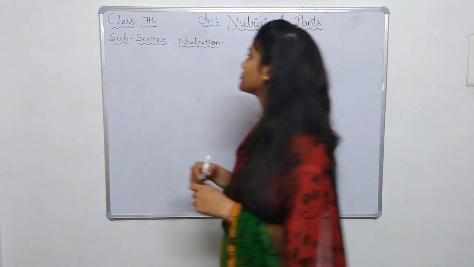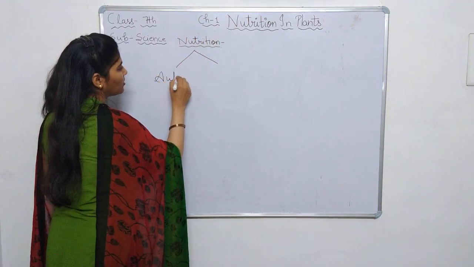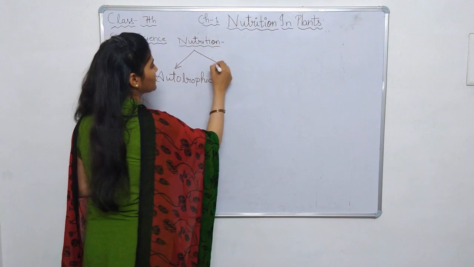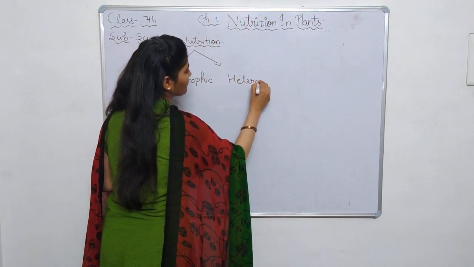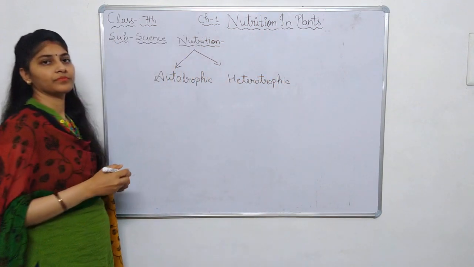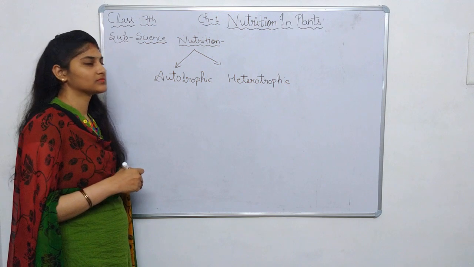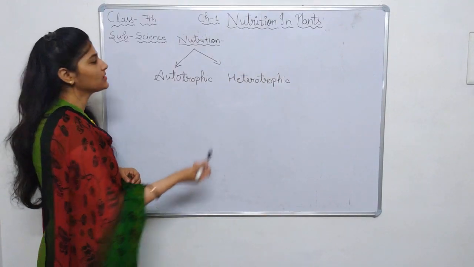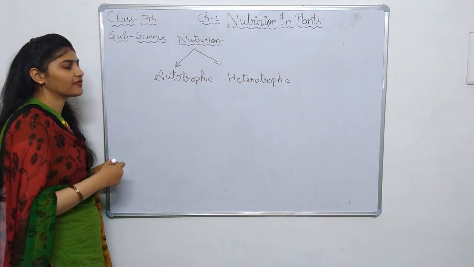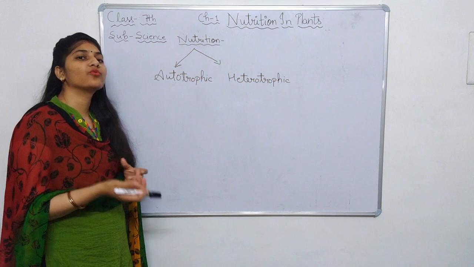Okay, now this nutrition is further divided into two types. First is autotrophic and second is heterotrophic. So modes of nutrition are of two types, autotrophic and heterotrophic. In autotrophic mode of nutrition, all those organisms are included which can prepare their own food.